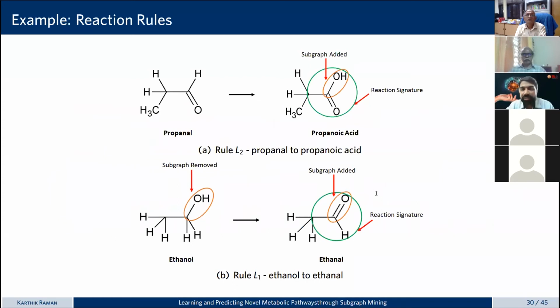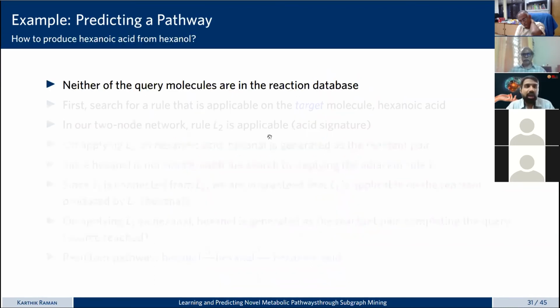Let's just take a very simple example where I have two rules. One says that there is a reaction that can convert propanal to propanoic acid. So there is a CHO that becomes a COOH. There is some subgraph addition, removal, reaction signature. Let's not worry about it. And then you have a rule which says that ethanol becomes acetaldehyde. So you have a COH that becomes a C double bond O. So given these two rules, can you now predict a pathway?